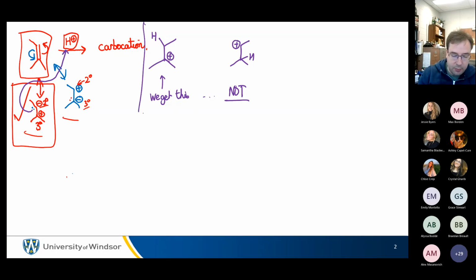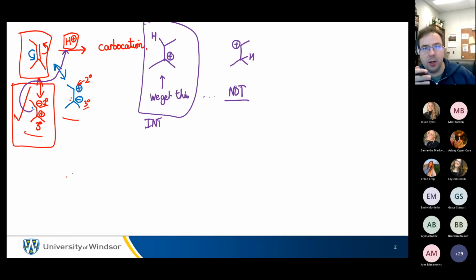So we get this is the product, or this is the intermediate, not this. And it's because we have a tertiary carbocation at first, a secondary carbocation, a second. The tertiary is more stable. So we have multiple ways we can think about that. We can think about the way we just did, breaking down the resonance structures. That's a little bit slow.